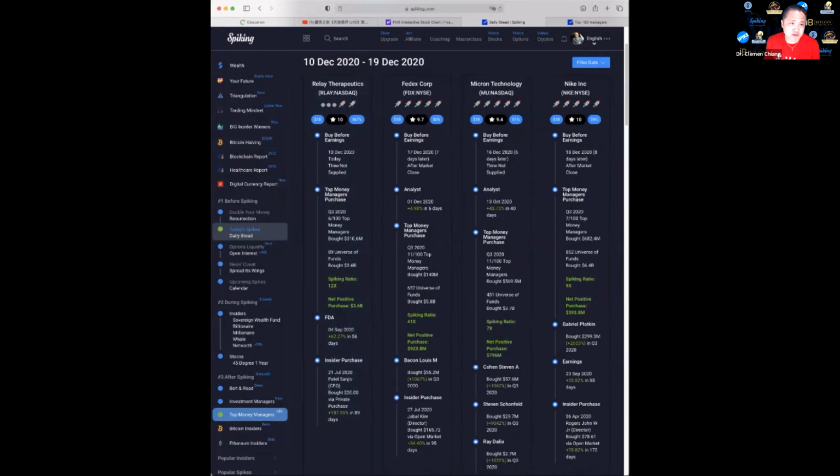Ladies and gentlemen, we are looking at this date range, and straight away, net positive purchase 3.6 billion, and net positive purchase close to 1 billion, 800 million, and 400 million. Just like that. These 4 companies, you would know at least 3 of them.